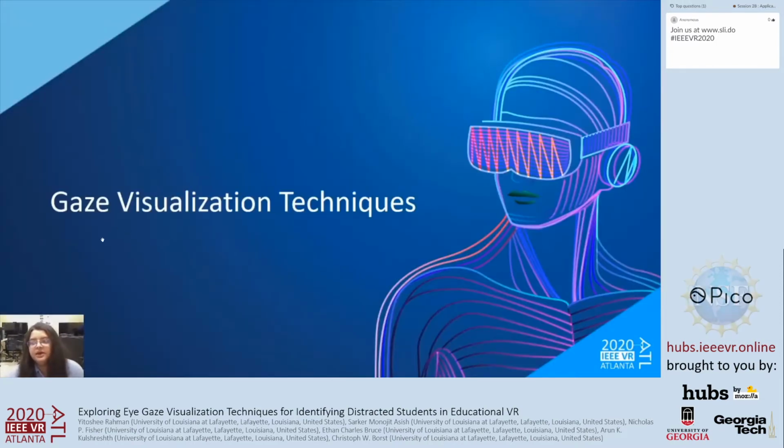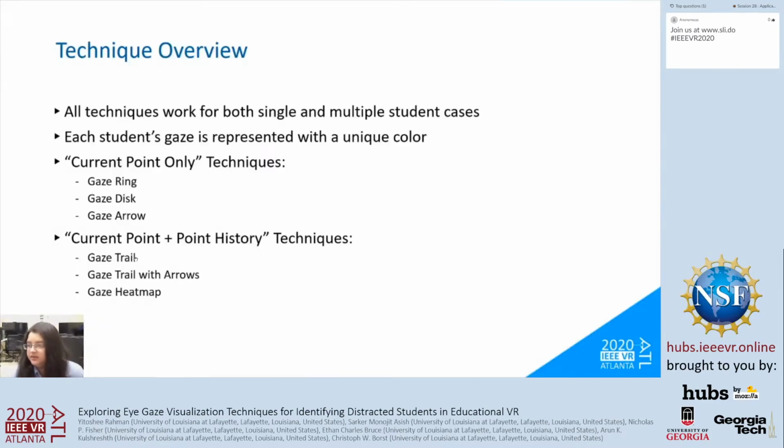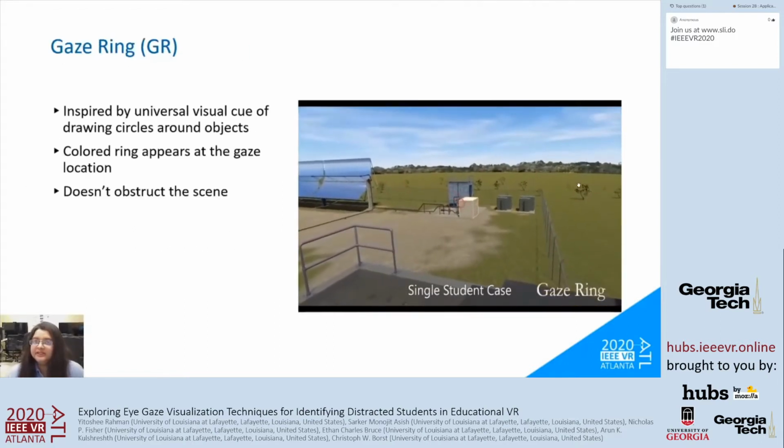Our next section is about gaze visualization techniques. All techniques work for both single and multiple student cases. Each student's gaze is represented with a unique and different color. The techniques can be grouped into two categories, where one only uses the current gaze point and the other uses both the current point and gaze history. The first technique is called the gaze ring.